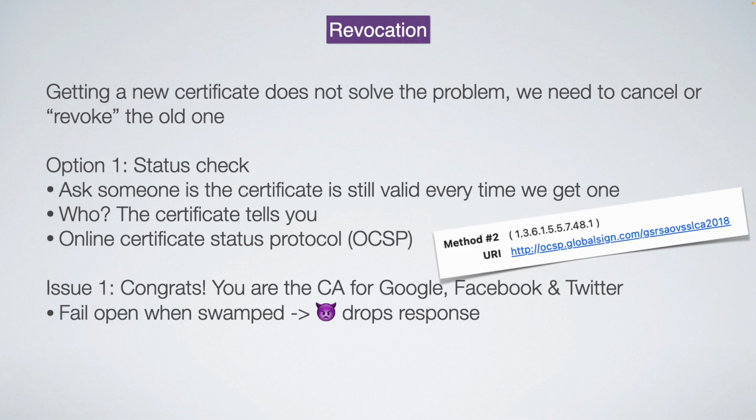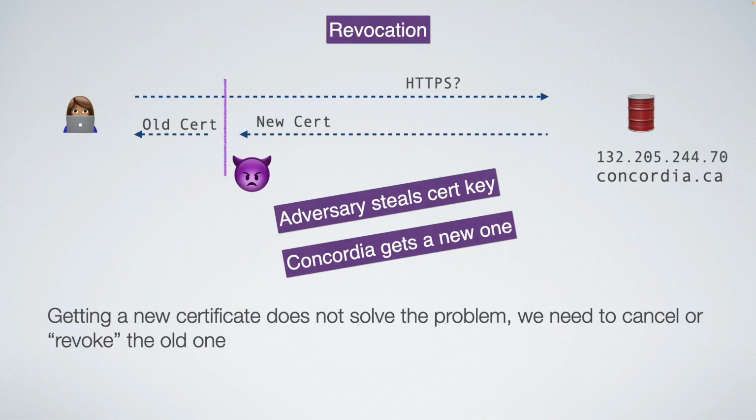Now you're a man in the middle. You're this person, and you have the old certificate. The website's trying to send the new certificate, and on top of that, the old certificate has been revoked. Does this picture work anymore? So the user connects to Concordia. Concordia sends the new certificate. I drop in my old certificate.